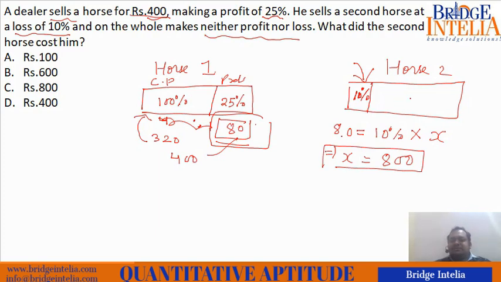So the cost price of the second horse would have been equal to 800. Let's move to the next one.